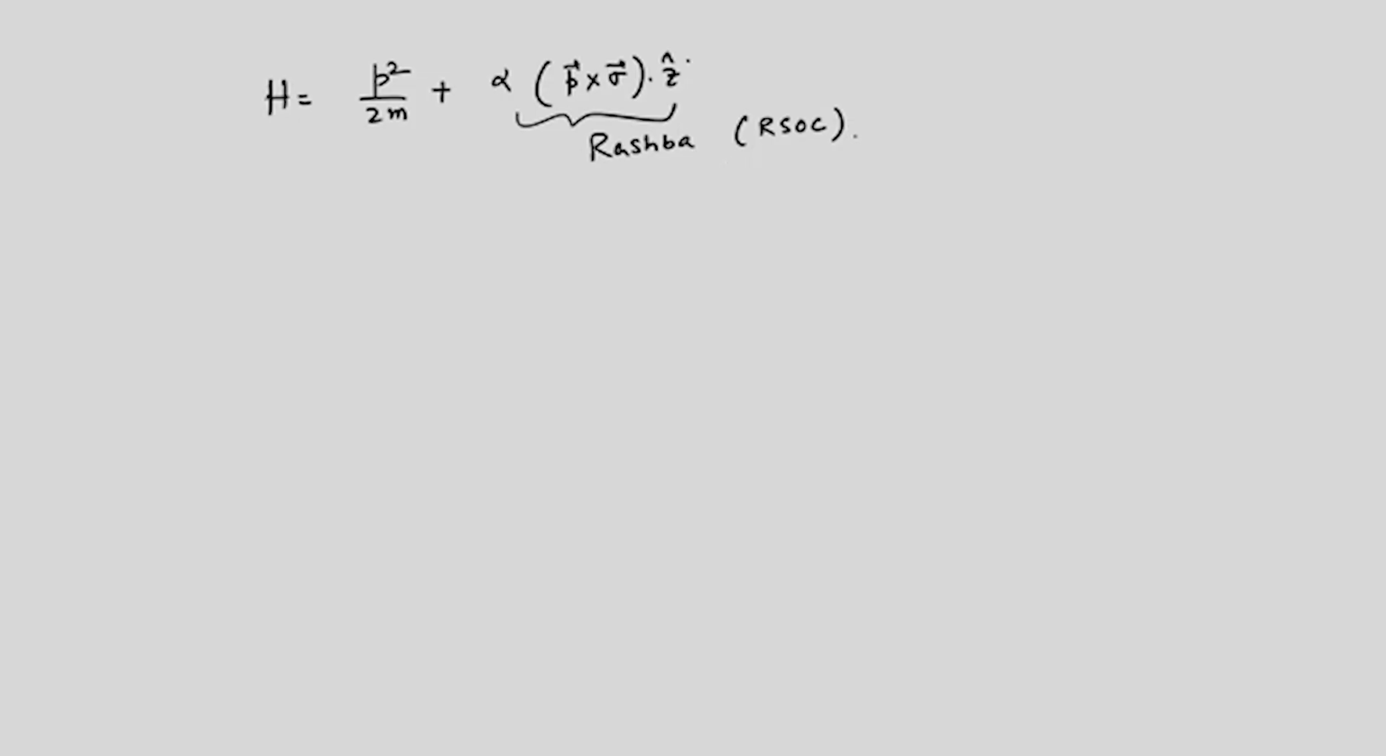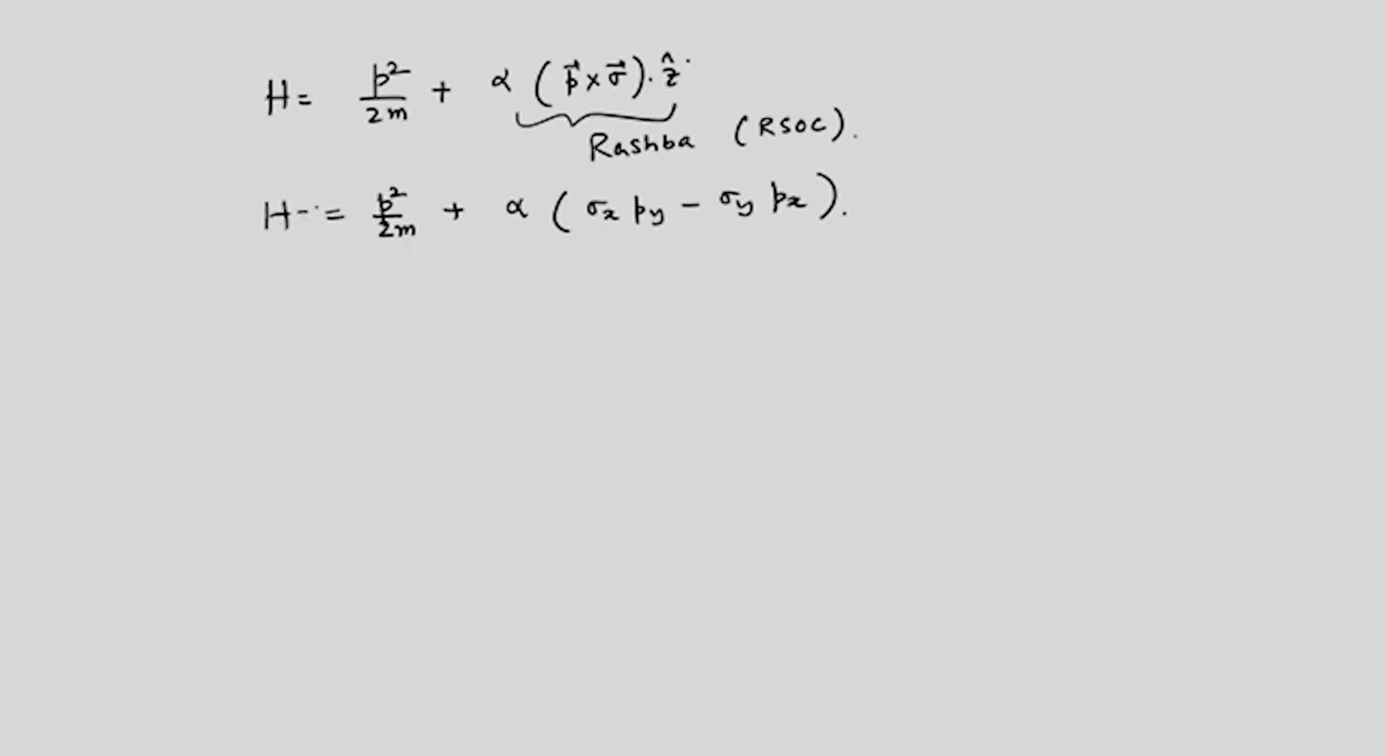This is just the kinetic energy, a single particle Hamiltonian is being written, and if you expand it, it becomes p square over 2m plus this alpha, and now you have sigma x p y minus sigma y p x. Because it is a cross product, it is written as sigma x p y. Py is the y component of the momentum of the particle, and sigma y couples to the x component of the momentum. And so, this is the Hamiltonian.